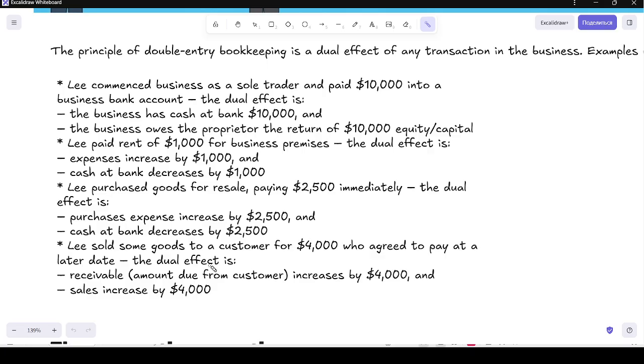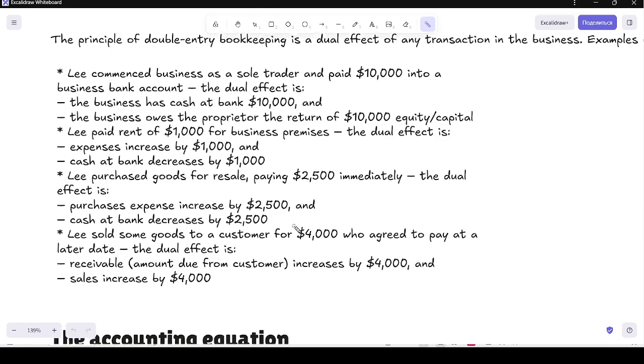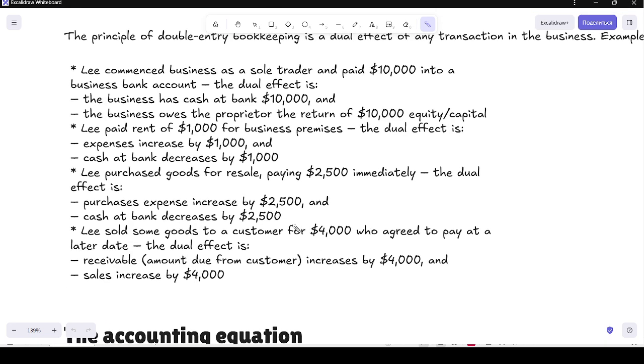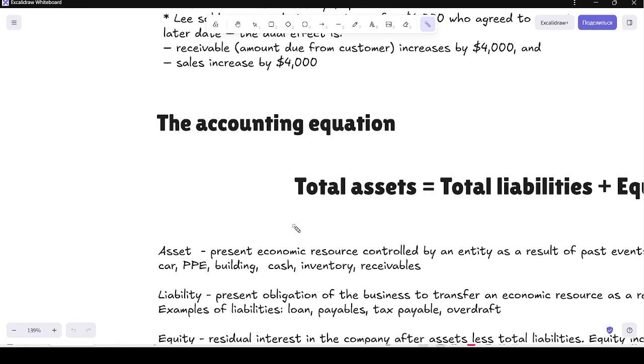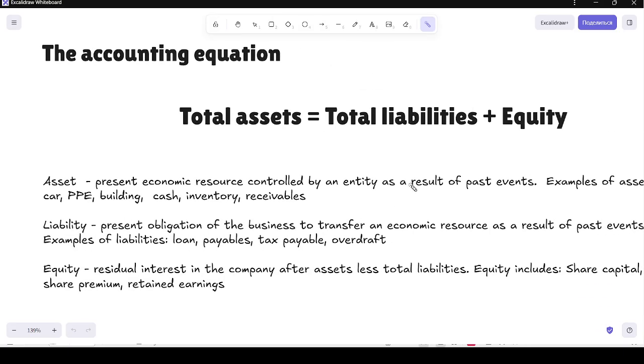Lee sold some goods to a customer for $4,000, who agreed to pay at a later date. The dual effect is the receivable. As the amount is not yet received from the customer, it records a receivable increased by $4,000. Sales increased by $4,000. If this is understandable, we will go through the basics of the accounting equation.